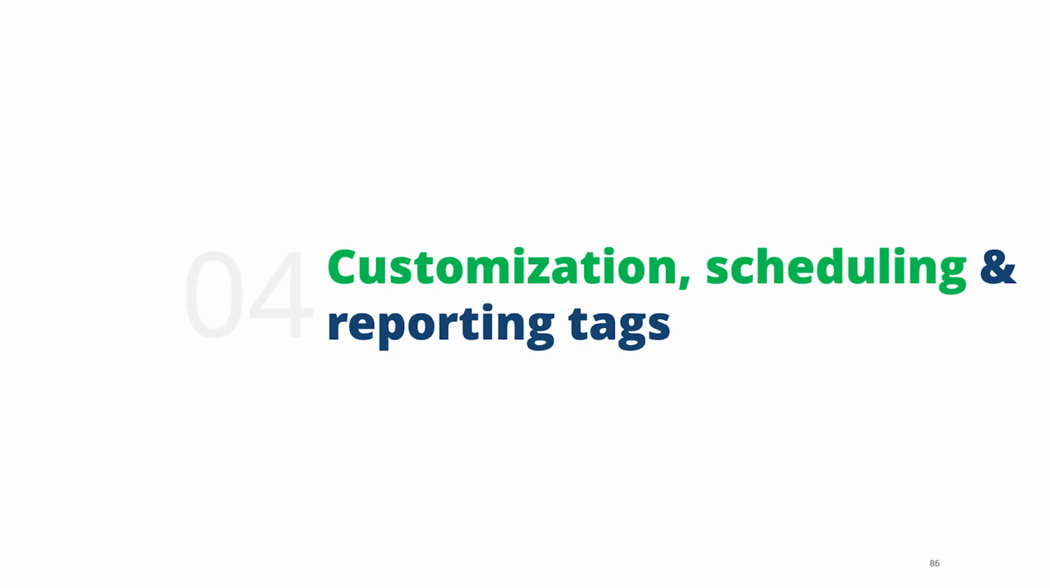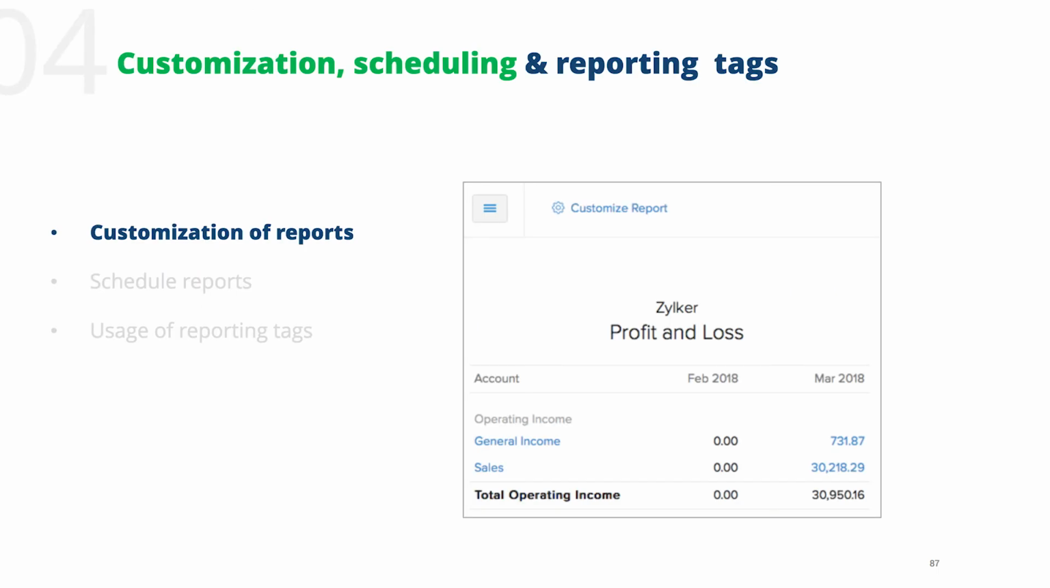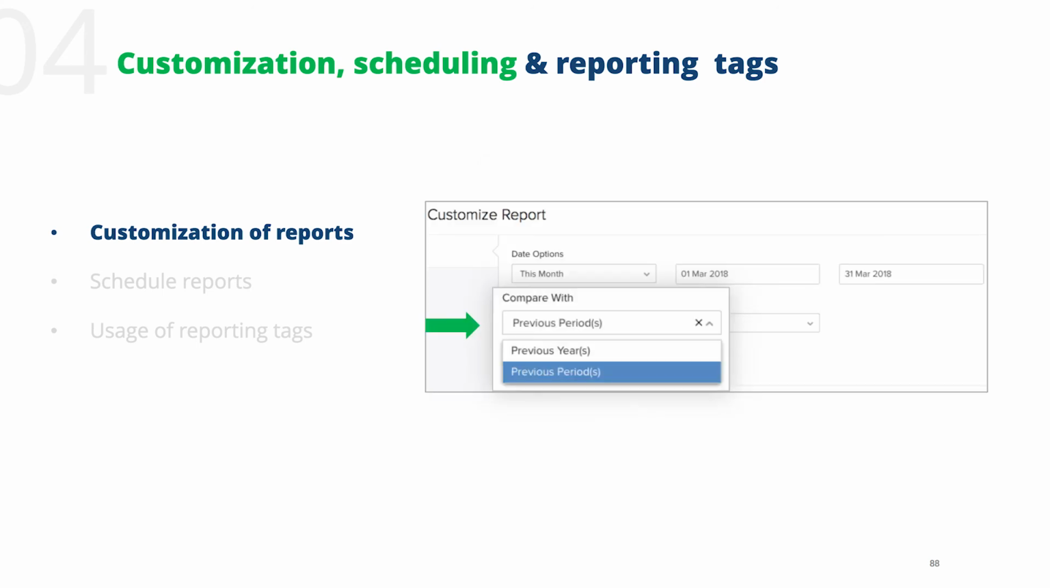Let us now move on to the three most important features related to reports. They are customization, scheduling, and reporting tags. Reports can be customized based on various factors. To do so, click on Customize Reports. You could compare the report with the previous year's reports. Apart from comparing, you could also alter the time period of the reports, select the fields to be displayed, etc.